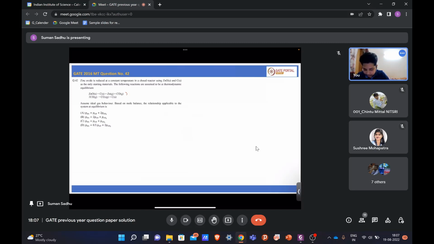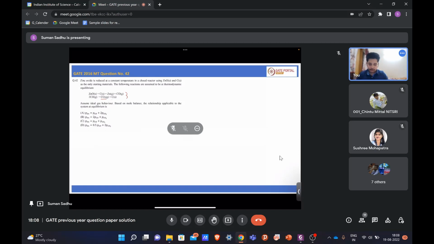And the second reaction is 2 moles of carbon monoxide dissociating to form 1 mole of CO2 and 1 mole of carbon. Assume ideal gas behavior. Based on the mole balance, the relationship applicable to the system at equilibrium is: option A, PZn is equal to PCO plus 2PCO2. Option B, PZn equal to 2PCO plus PCO2. Option C, PZn equal to PCO plus PCO2. And option D, PZn is equal to 0.5 PCO plus 2 PCO2. My screen is visible to all of you, right?